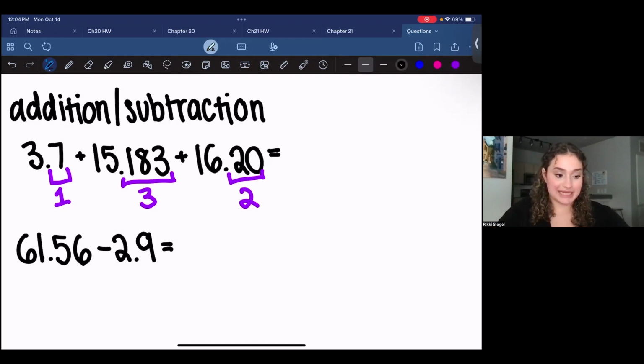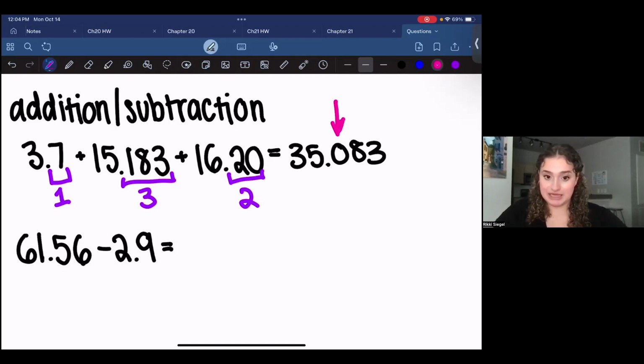So when I plug this into my calculator, I get 35.083. But my answer can only be rounded to the tenths place. So my answer is going to be 35.1.